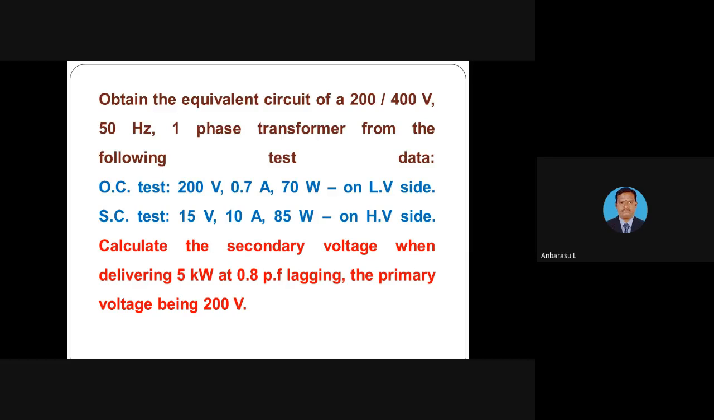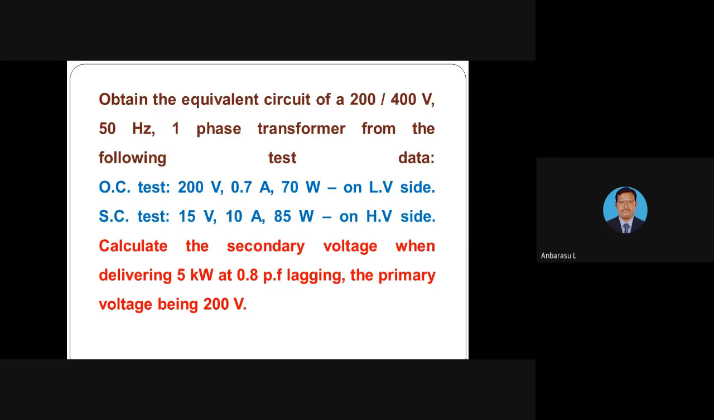Based on the open circuit test and short circuit test, we draw the equivalent circuit parameters of the transformer and also determine the efficiency and the voltage regulation of the transformer. Here, one problem: to obtain the equivalent circuit of a 200 volt by 400 volt, 50 Hz single phase transformer from the following test data. From the open circuit test, 200 volts, 0.7 ampere, 70 watts are available on the low voltage side. Short circuit test: 15 volts, 10 ampere, 85 watts, conducted on the high voltage side.